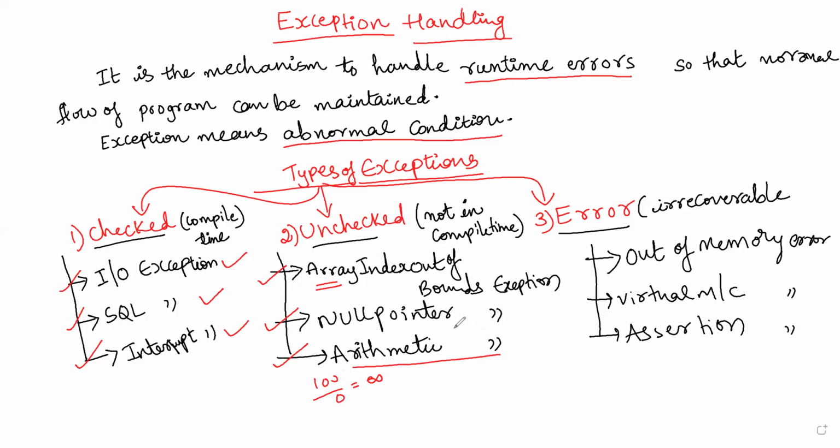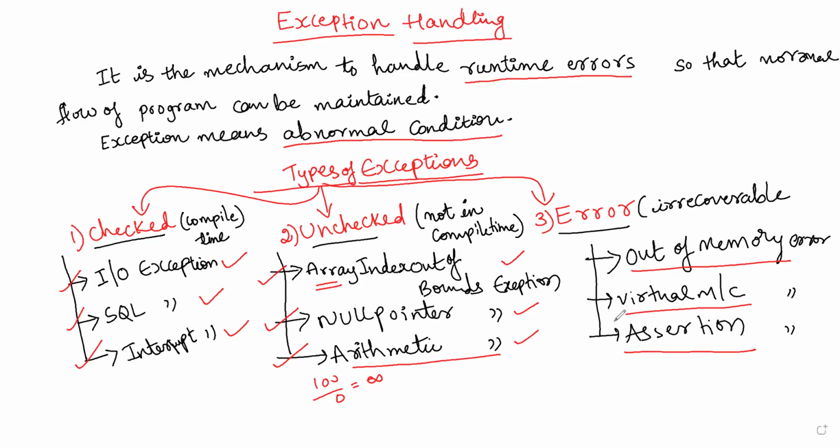Now remember, in unchecked we have three types. First one is array index out of bounds. Second one is null pointer. And third one is arithmetic exception. And here in the error, first one is out of memory. Second one is virtual machine. And third one is assertion. Okay. So these all are about the types of exceptions.